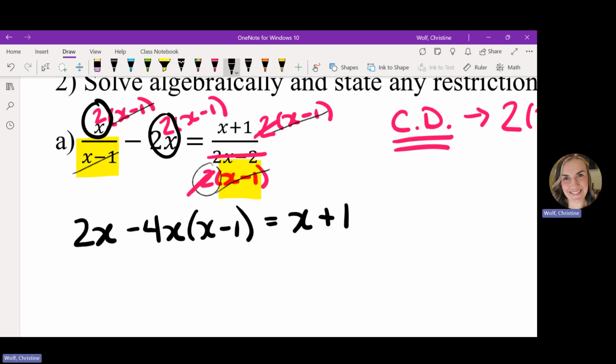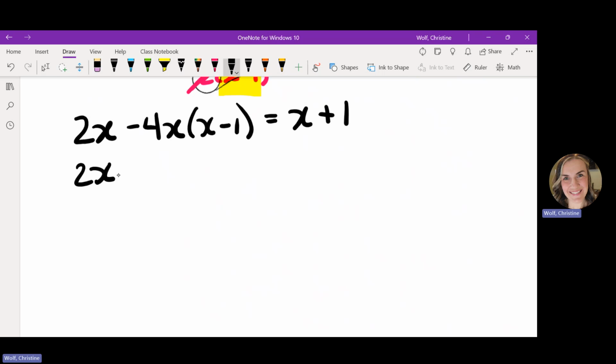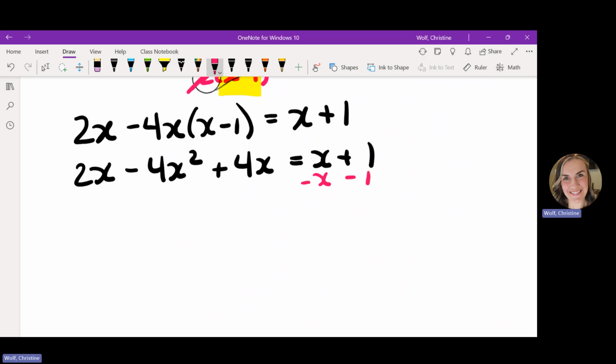From here, you guys should just fly. Okay, you've done this so long. You have 2x minus 4x squared plus 4x equals x plus 1. I've just distributed. That's it. Now, as soon as I see an x squared, I think trinomial, I think factoring, I think I need to get all of my terms on one side. So that's what I'm going to do next. I am going to minus x and minus 1 so that my right side is 0, but I have to also do that over here.